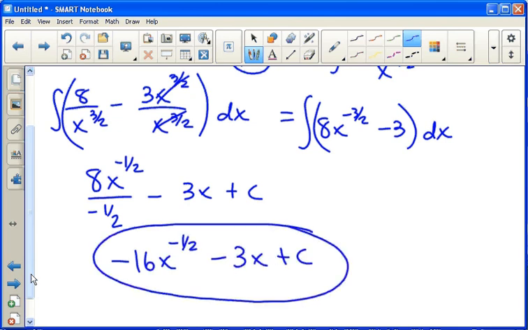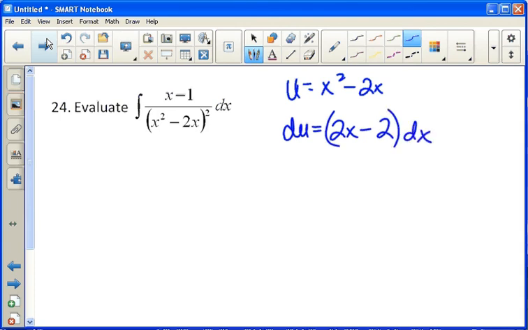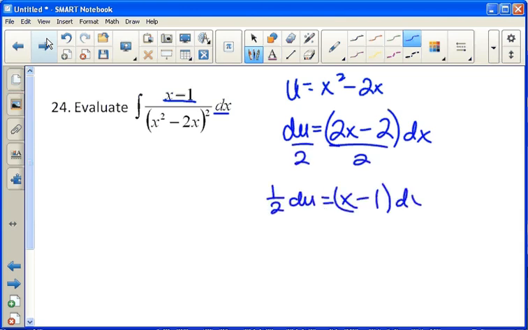24. This is another u sub problem. We want to choose x squared minus 2x. It's in the denominator and it's in a power. The derivative is 2x minus 2, which isn't an exact match for the top, but we notice if we divide by 2, then it will be. So if I divide everything by 2, I get 1/2 du equals x minus 1, and then it matches the top. So I end up with a 1/2 out front, du on top, because that's what it replaced, the x minus 1, and on the bottom I get a u squared.